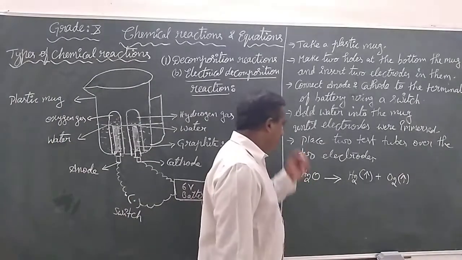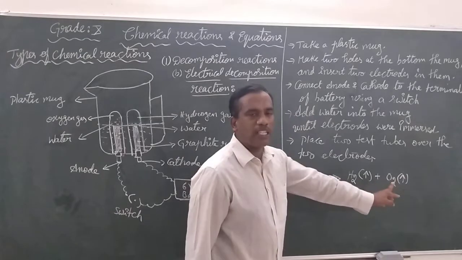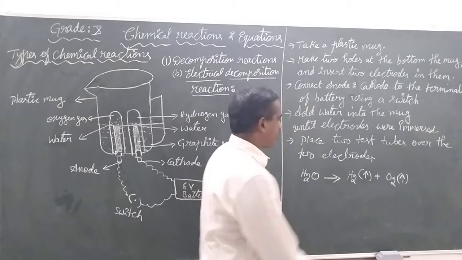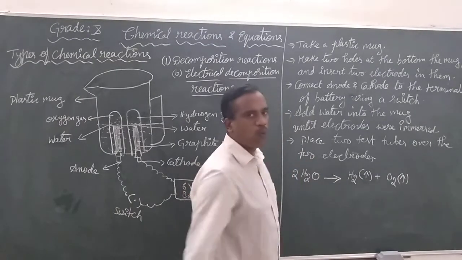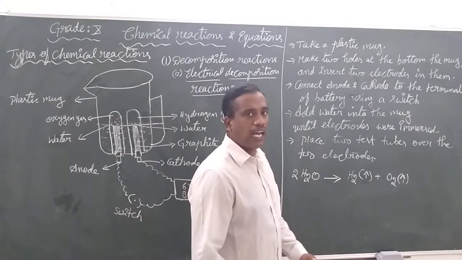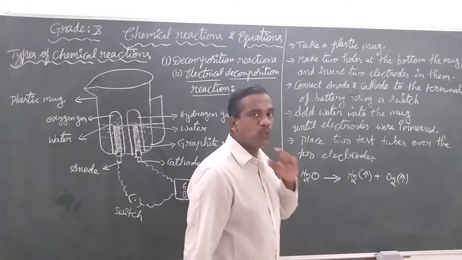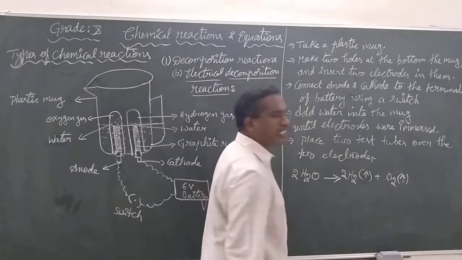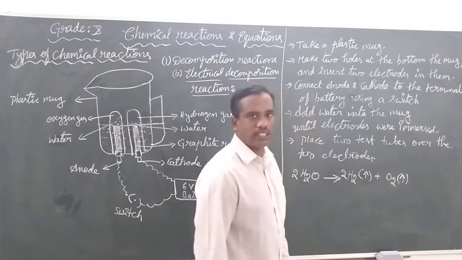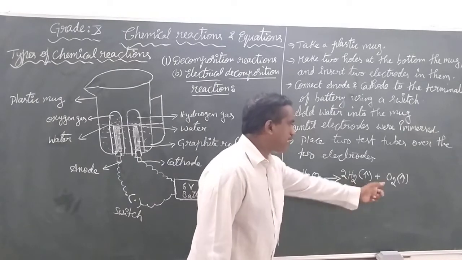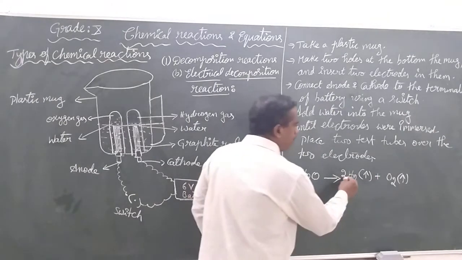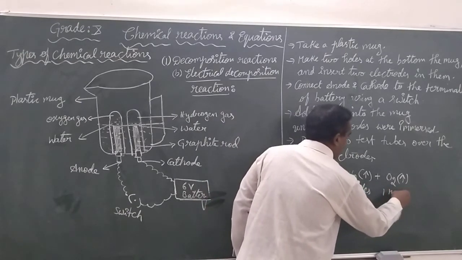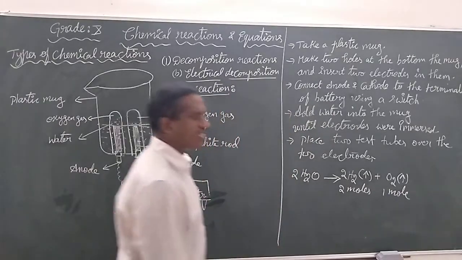See, we have only 1 mole of oxygen in the reactant, but in the products we got 2 moles of oxygen. To balance that, we take 2. So when we decompose 2 moles of water, we get 2 moles of hydrogen gas and 1 mole of oxygen gas. This number indicates the number of moles. So how many moles of hydrogen gas did we get? 2 moles, whereas only 1 mole of oxygen gas.